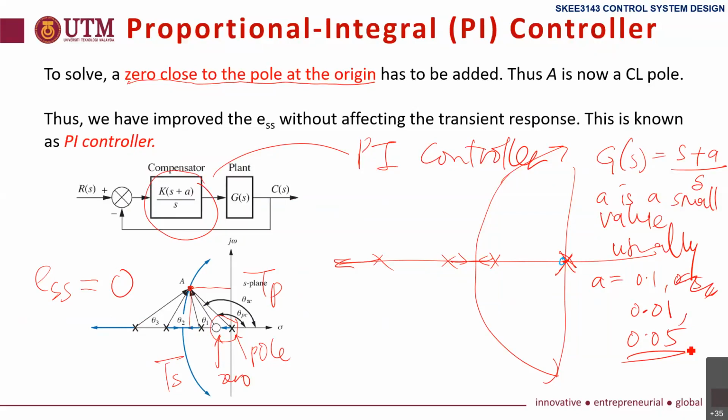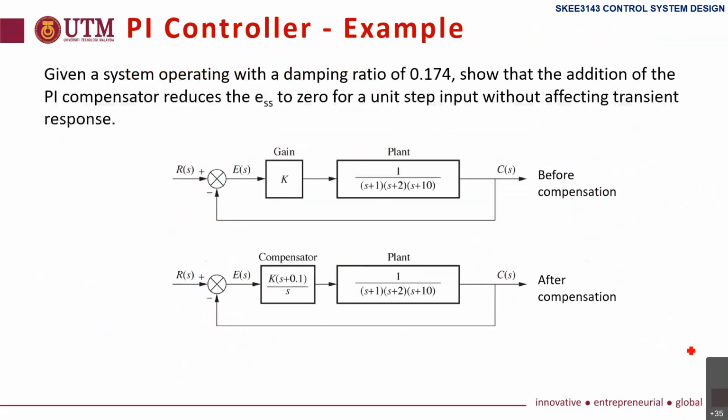The aim, as I mentioned, is to make the root locus stop from pole to zero, the one affected from the effect of adding a pole at the origin. So that is the concept of the PI controller. Now we do one example. Let's see what happened on the use of PI controller.